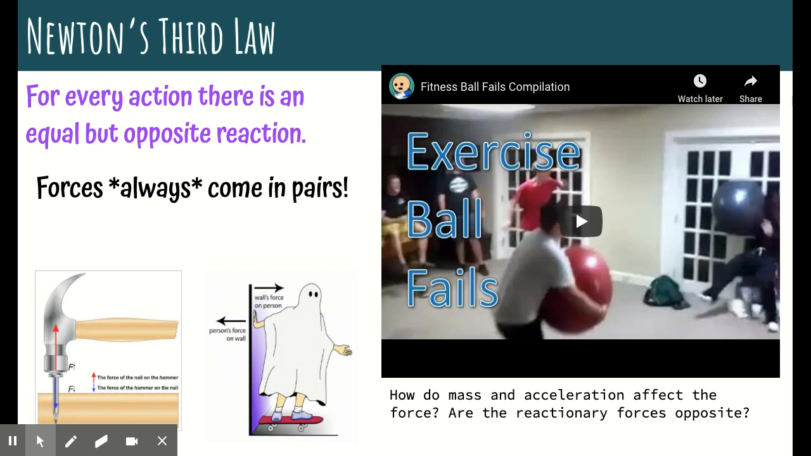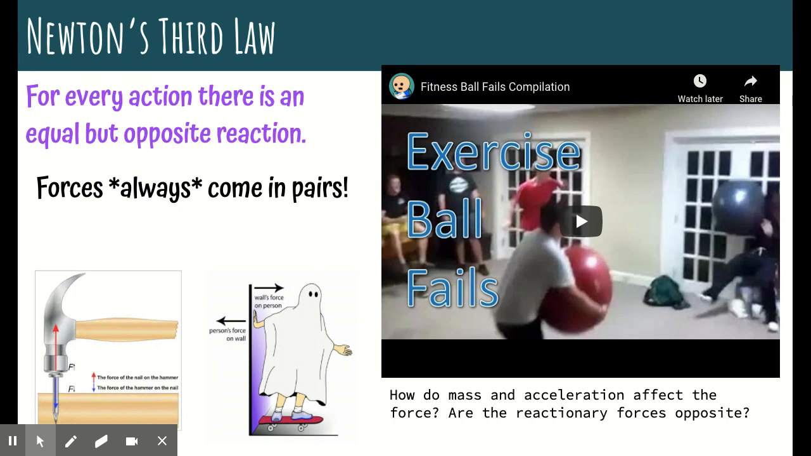You applied pressure to the wall, but the wall pushed you back and propelled you forward. This video clip, I am not going to play it on here, but it is entertaining, definitely. If you would like to watch that, it's kind of funny. There's just a bunch of people running into each other using exercise balls and they go flying.